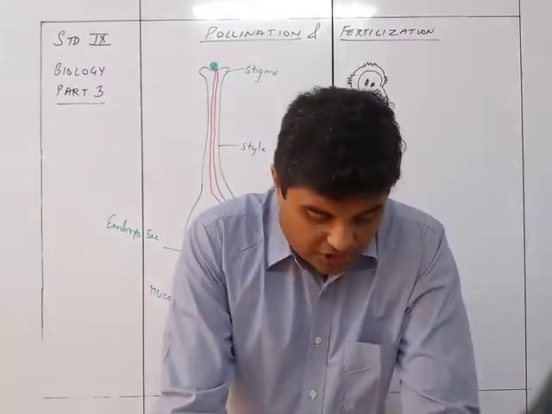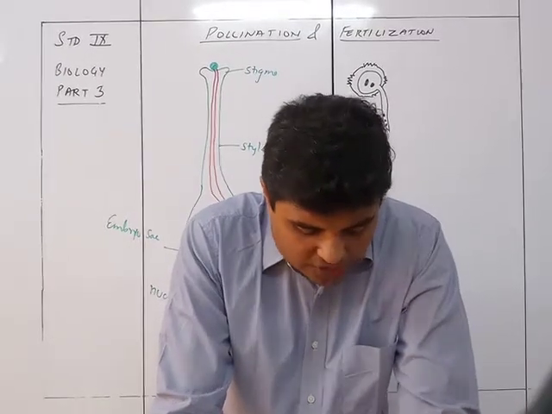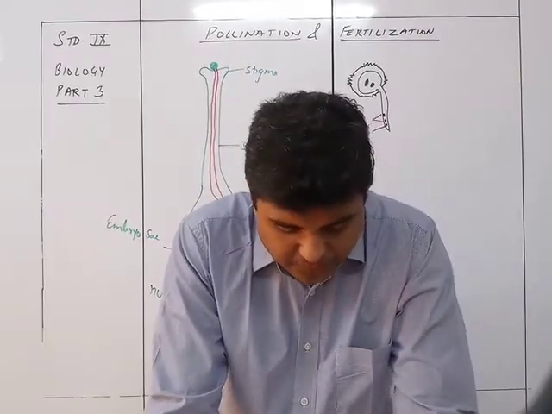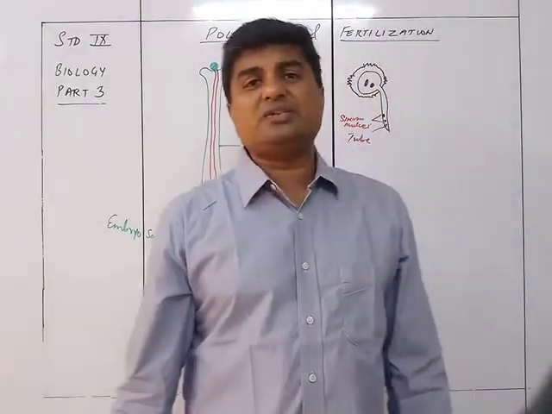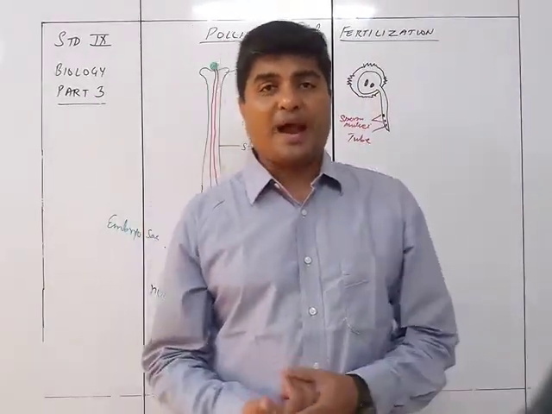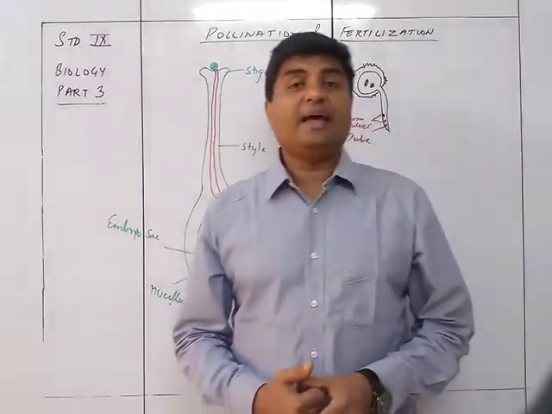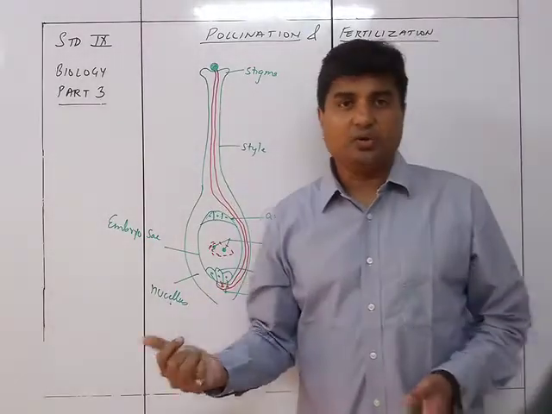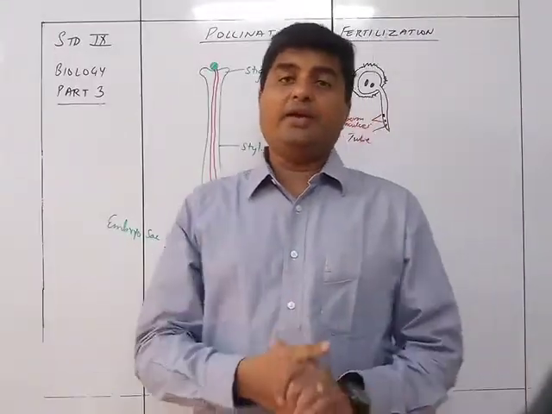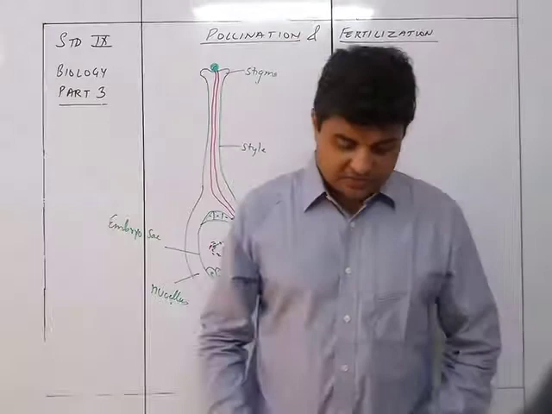A pollen grain germinates only if it falls on the stigma of the same plant species, otherwise it disintegrates. If it is a different kind of plant, that is, the species is different, then it is not going to allow this to germinate. So it is just going to disintegrate and will not allow any fertilization to take place.